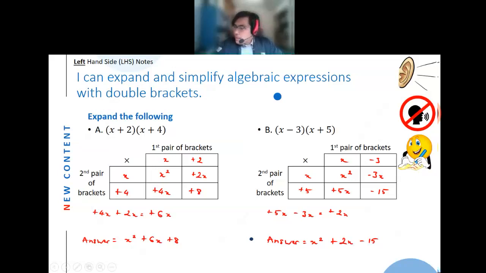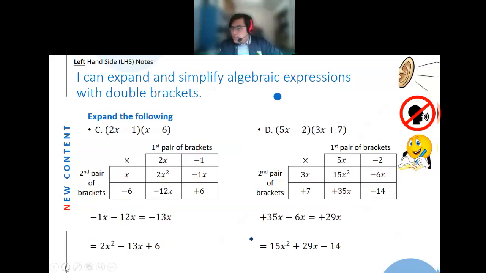So I hope that kind of shows you how to expand the double brackets there. Now, if you would like, oh, we've got a few more. Okay, let's go through them anyway. So this is getting a bit harder. Okay, not much harder. The difference between this and what we did before is that we've got a minus in both brackets. So first pair of brackets we got 2x minus 1, then we have x minus 6 down here.